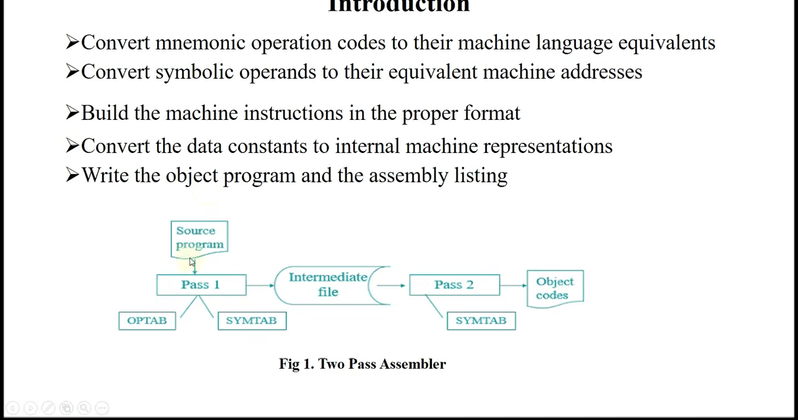In this figure we can see in pass 1 source program, OPTAB or the Opcode Table, and SYMTAB or the symbol table, these are the input. After pass 1 we are getting an intermediate file. That intermediate file we are passing to pass 2 with the help of SYMTAB, which is generated by pass 1. We are getting the object code.